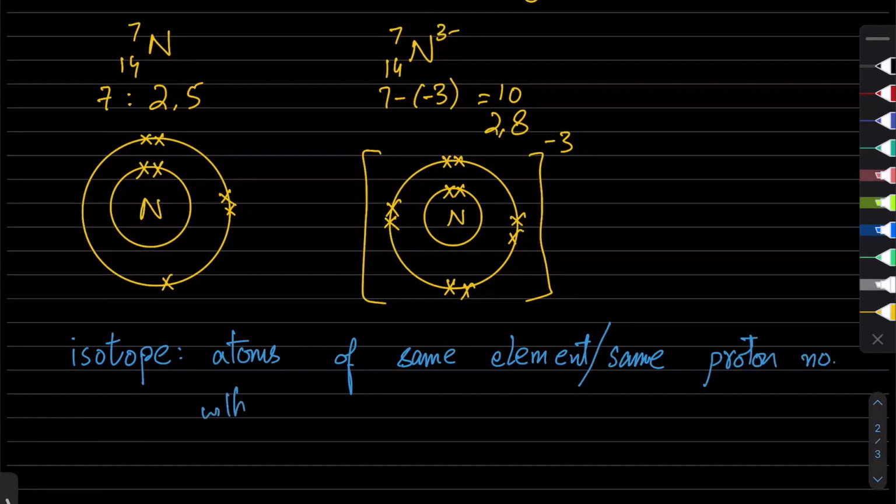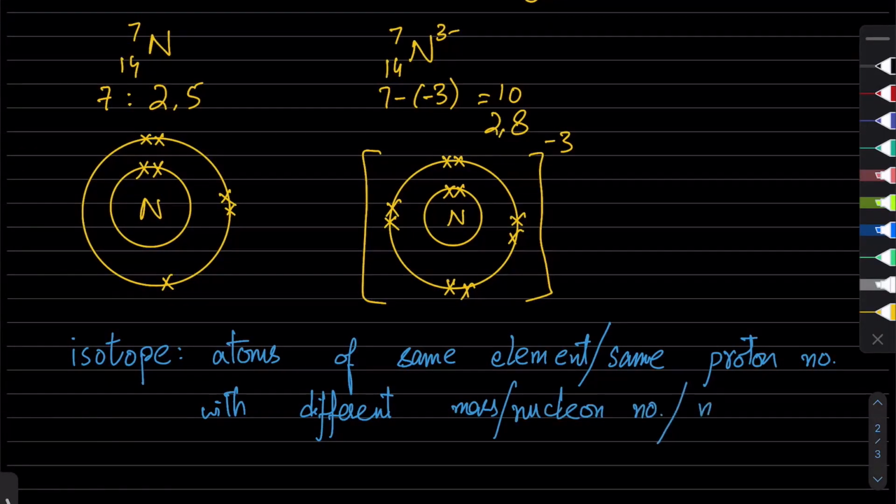With different mass. If you don't want to say mass, you can say nucleon number. If you don't want to say that, you can say number of neutrons. Okay. So there's 2 ideas here.